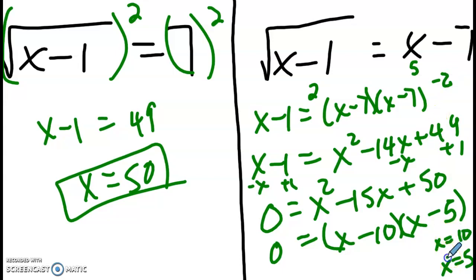Nope. 5 was an extraneous solution. I thought it was going to work because algebraically it worked out. But when I square both sides, I'm losing the fact that you can't have a negative underneath the square root anymore. So sometimes you get these extra answers. They're called extraneous solutions. The only answer to this one was 10.